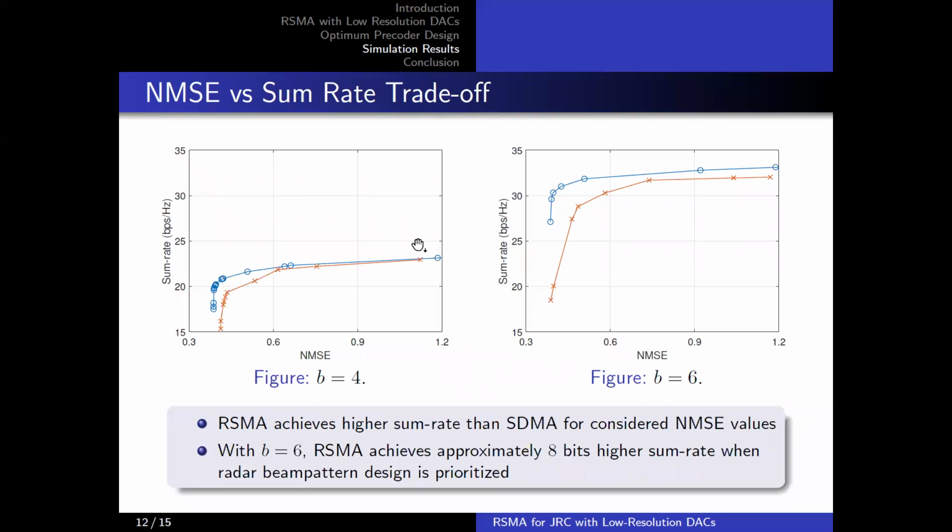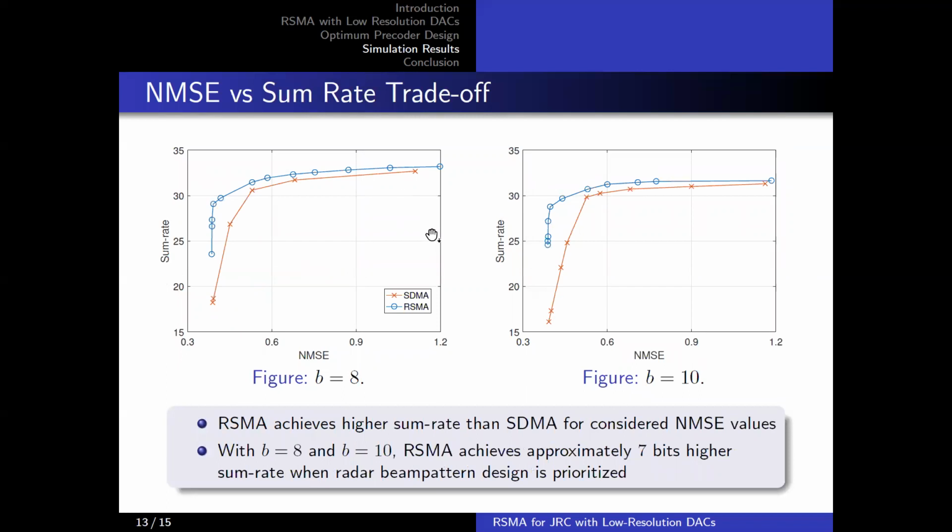We move to the results demonstrating the sum rate performance with respect to normalized radar beam pattern error for different numbers of DAC bits. Smaller normalized MSE on the figures shows the regions where the radar beam pattern design is prioritized. We see that RSMA achieves a higher sum rate than SDMA, especially when the radar beam pattern is prioritized. This implies that RSMA manages the interference due to radar beam pattern designed under the equal power constraint better than SDMA. The gain improves as the number of quantization bits is increased from 4 to 6, and it's almost 8 bits.